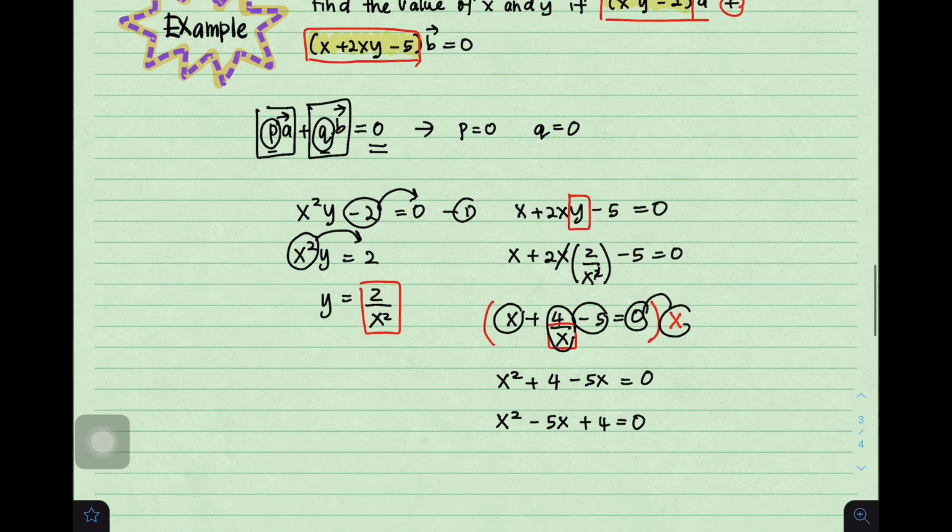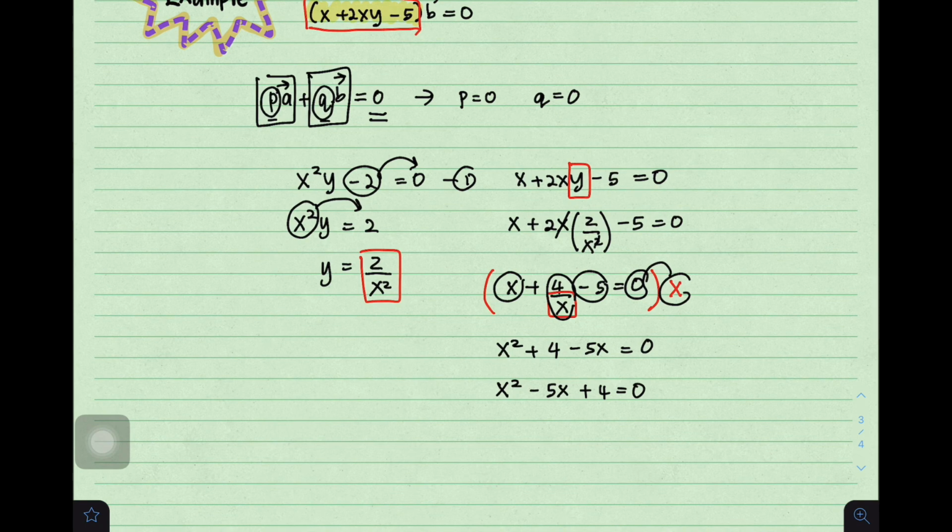This one awak boleh solve guna calculator ataupun manually untuk cari apa nilai x. So kalau manually awak akan dapat x 4, x 1 here, negatif. Okay, so x square minus 5x, okay, so (x minus 4)(x minus 1) equal to 0. So from here you will get two values of x. The first one is equal to 4 and the second one is equal to 1.